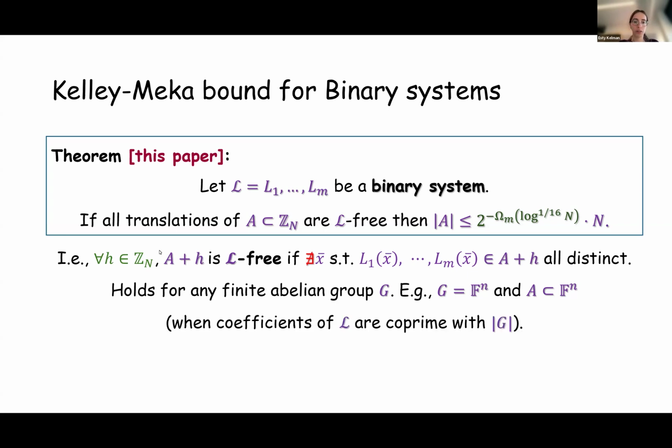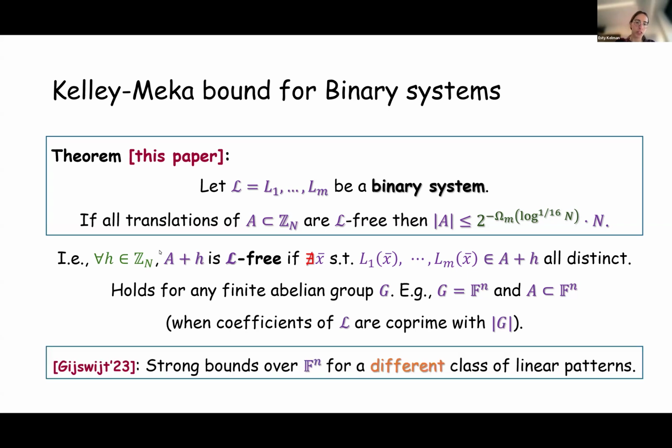There is some condition when we talk about general groups. And I want to mention new work that generalized the polynomial method for 3AP to a different class of linear patterns and gets very strong bounds for the finite field setting. But this class doesn't include many binary systems. For example, K4 is not there, and larger cliques.